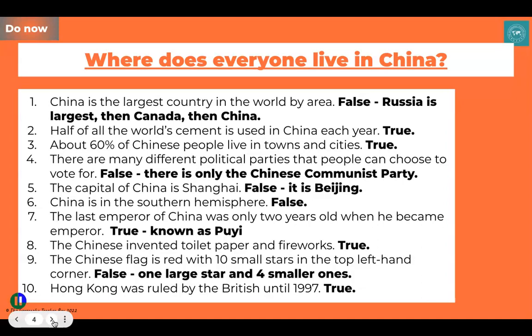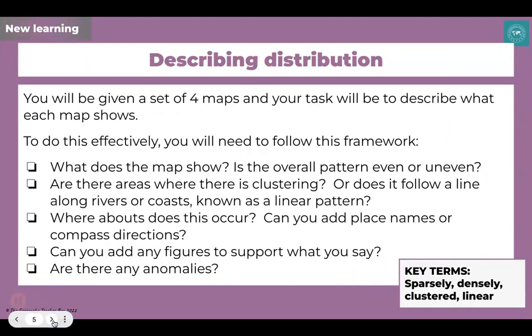Okay, so let's move on to the lesson today. Now today's lesson is going to be all about describing the distribution of population. Now, the distribution of population effectively means how is the population spread across the country? Are there areas where it clusters together? Are there lots of people living in certain places? Are there areas where the population is very spread out? Okay, so this lesson is all about getting to think about whereabouts people live across China. And then in the second half of the lesson, we're going to start thinking about the reasons for that pattern in terms of where people live.